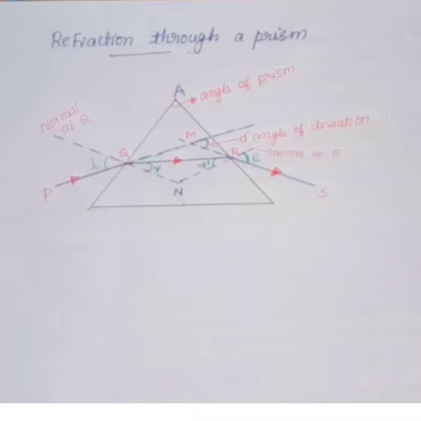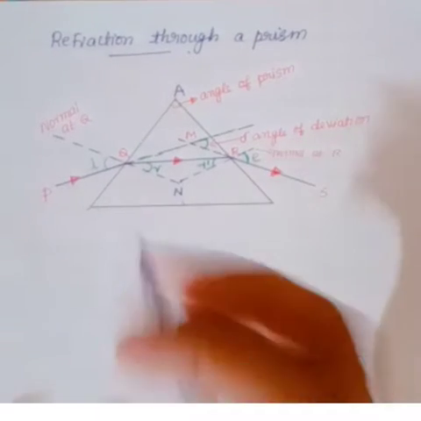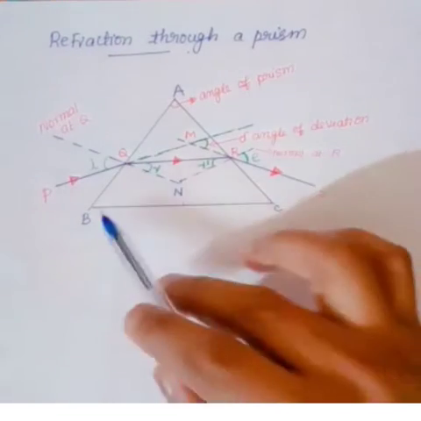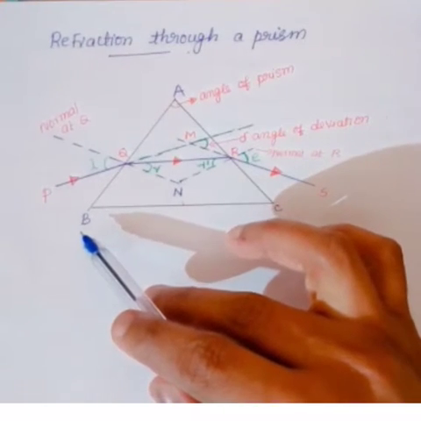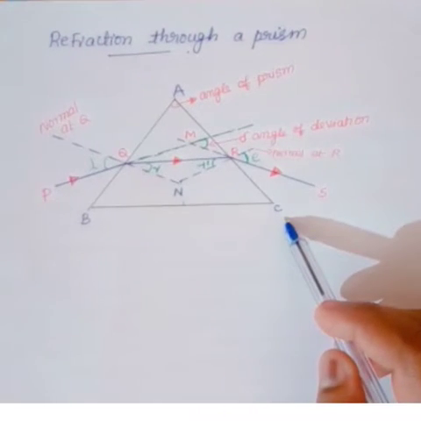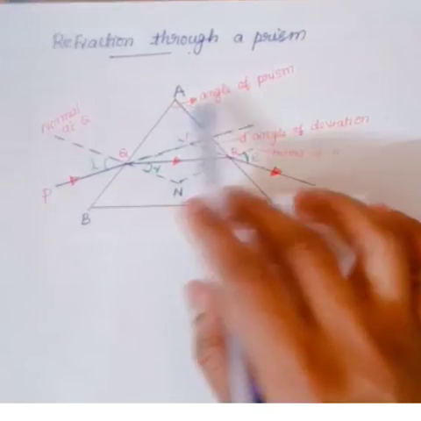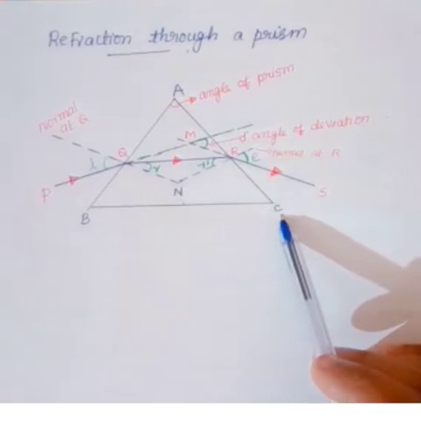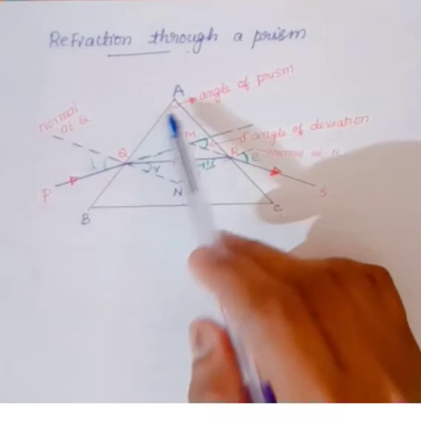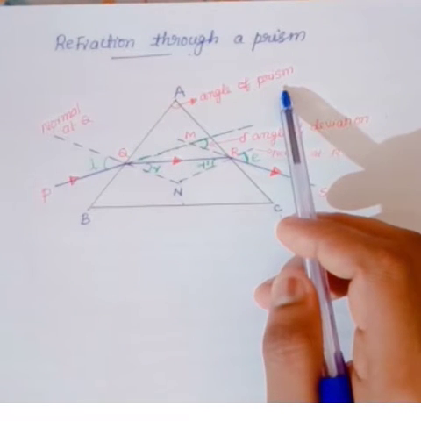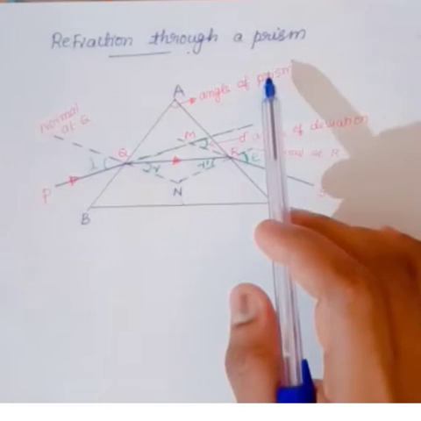So here AB and AC are the two refracting faces. A is the angle of prism. AB and AC are the refracting faces, and A is its angle of prism. Okay, so next one is refraction through a prism.